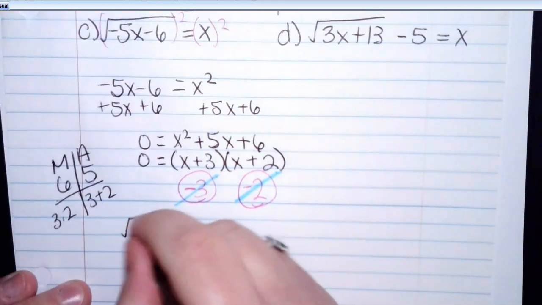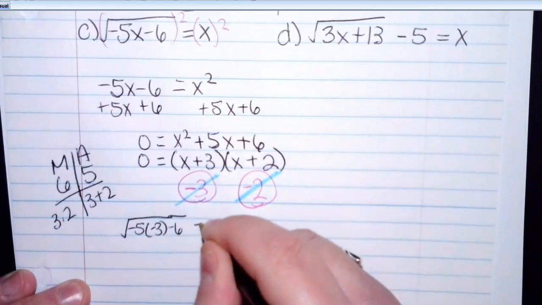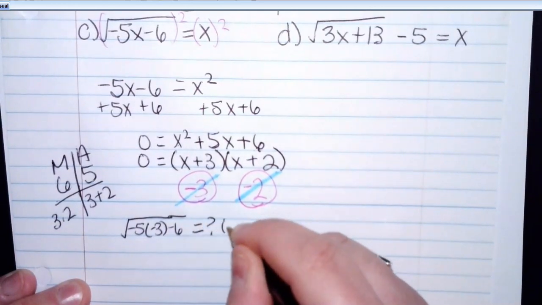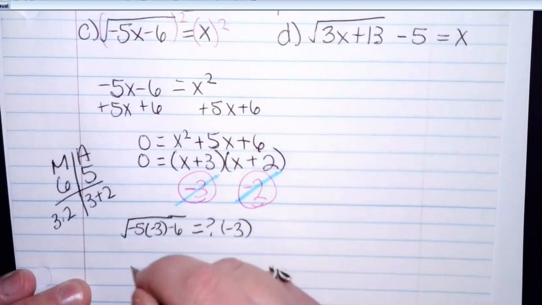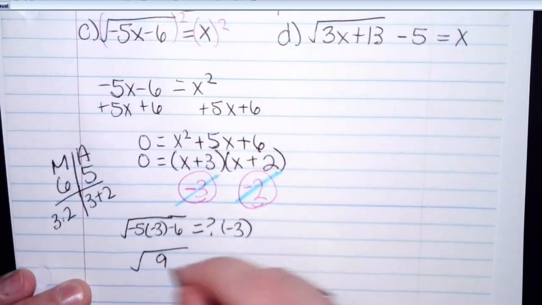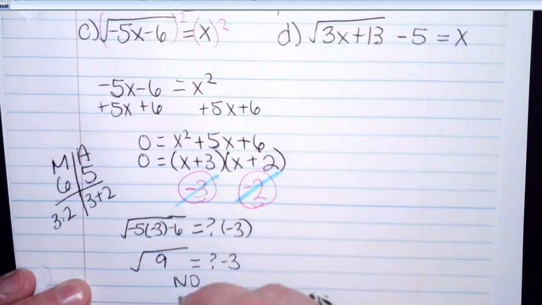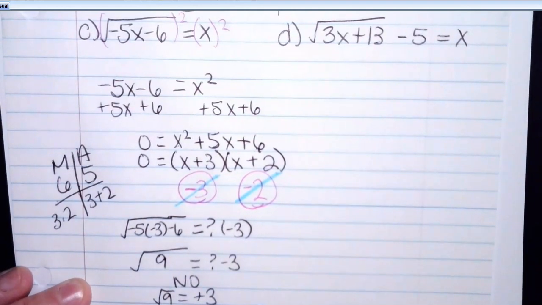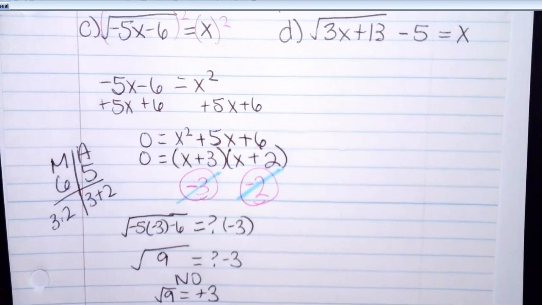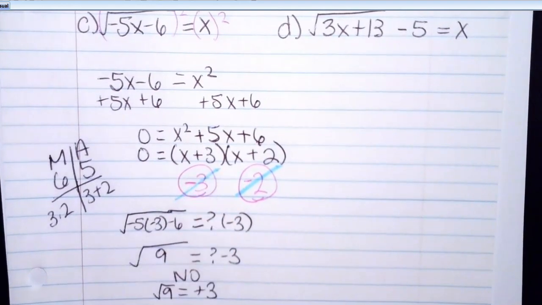If I want to check that -3, this is what I'm checking. If I plug that in there, under your square root, this is going to end up being 15 minus 6, which is 9. Is that equal to -3? No. Square root of 9 is equal to +3, so that's why that doesn't work. And you'd have a similar argument if you plugged in the -2. So those 2 numbers are not going to work in that original problem.